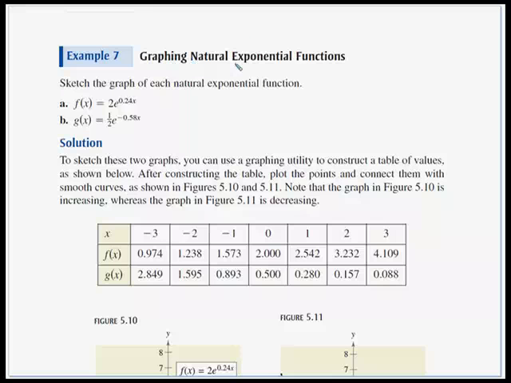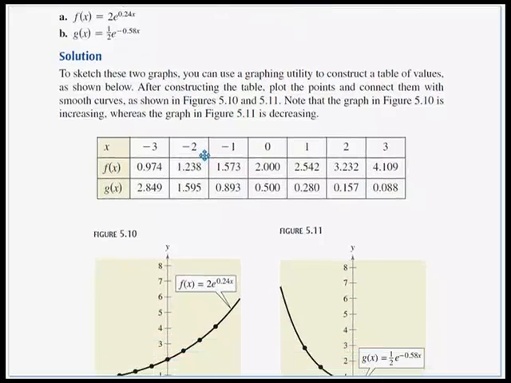Now in example 7, graphing these natural exponential functions. Sketch the graph of these natural exponential functions. The first one is f of x is 2e to the 0.24x power. And g of x, now we have a fraction in front, 1/2 e, and now our exponent is a negative decimal, negative 0.58x. To fill in the table by hand would be pretty hard, so we are going to rely on the graphing calculators.